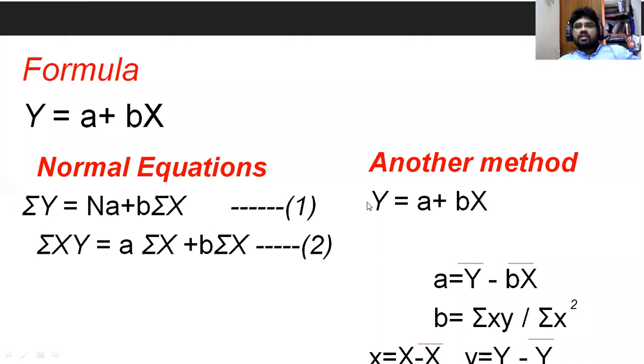This is the normal equation, and another method is y equals a plus bx. In order to get a, it is y bar minus b x bar. Then in order to get b, it is the sum of small xy divided by the sum of small x square. So we can get the a and b values. What is small x here, and what is small y? Small x is nothing but capital X minus capital X bar, and small y is nothing but capital Y minus capital Y bar.